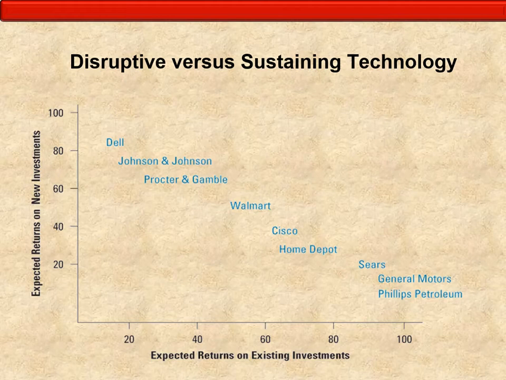So along the x-axis, you have expected returns on existing investments, and the further to the right you go, towards 100, you have General Motors and Phillips Petroleum. Notice that the expected returns on new investments is very low, but expected returns on existing investments is very high. That's sustaining. As you go up to Dell, they have an 80 when it comes to expected returns on new investments, but they only have less than 20 when it comes to returns on existing investments. They are disruptive.